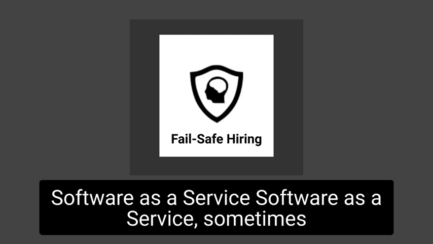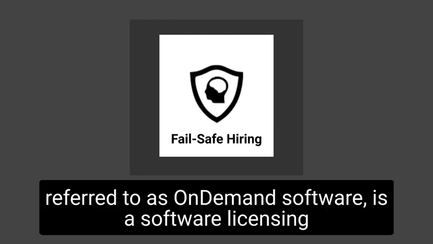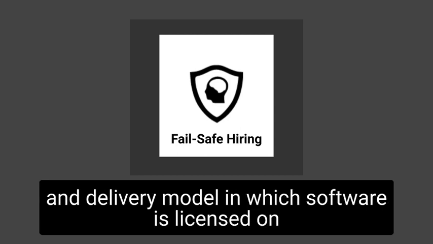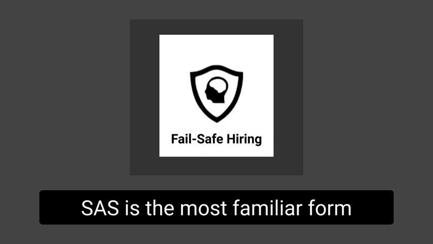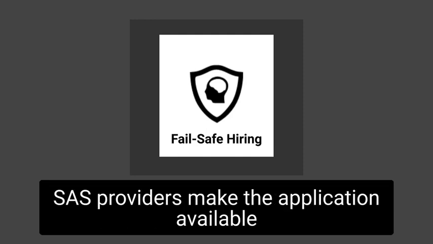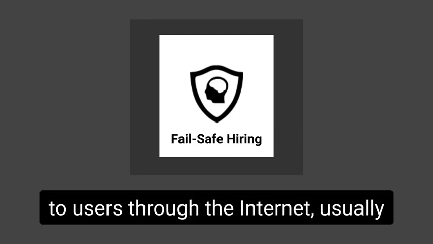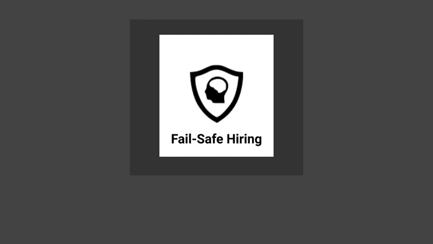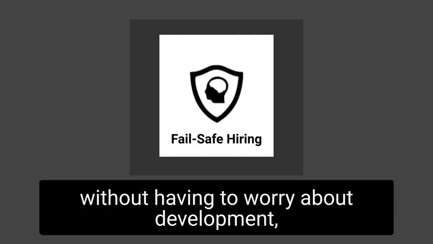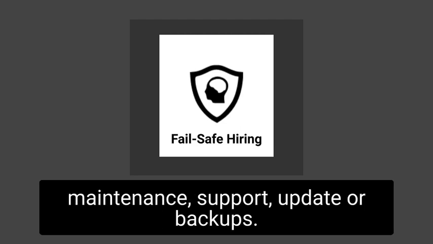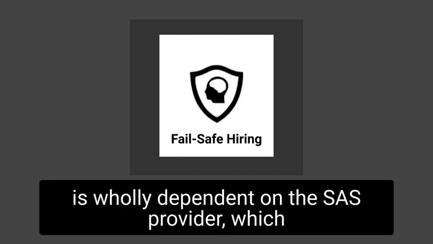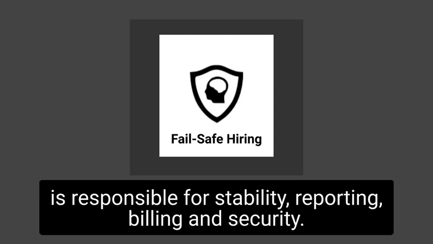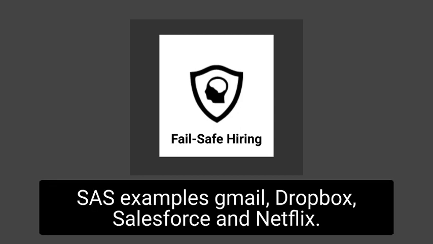Software as a Service, SaaS. Software as a service, sometimes referred to as on-demand software, is a software licensing and delivery model in which software is licensed on a subscription basis and is centrally hosted. SaaS is the most familiar form of cloud service for consumers. SaaS providers make the application available to users through the internet, usually from a browser-based interface. SaaS customers can enjoy the software without having to worry about development, maintenance, support, updates, or backups. The downside, however, is that your software experience is wholly dependent on the SaaS provider, which is responsible for stability, reporting, billing, and security. SaaS examples: Gmail, Dropbox, Salesforce, and Netflix.